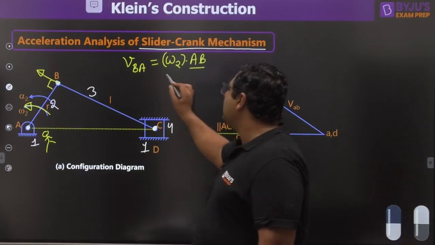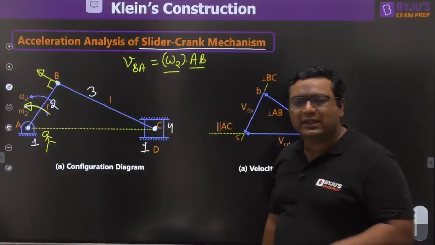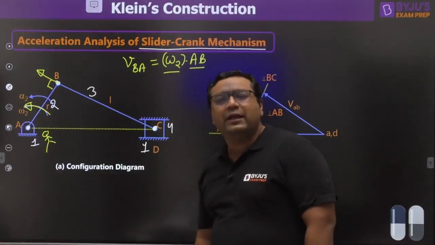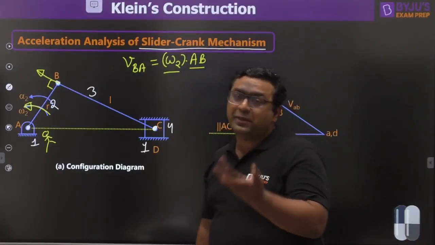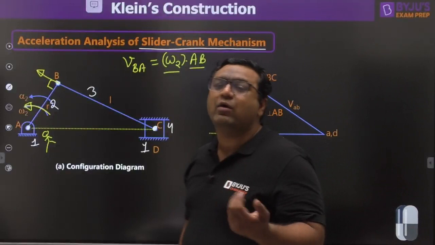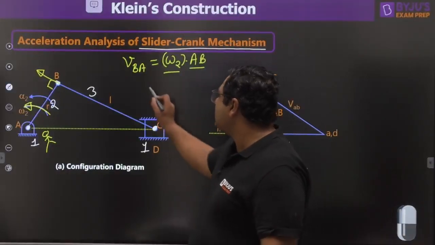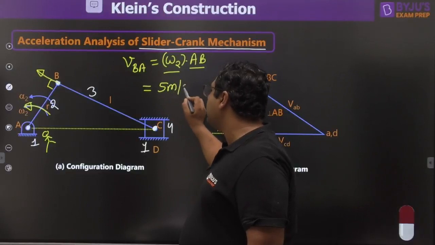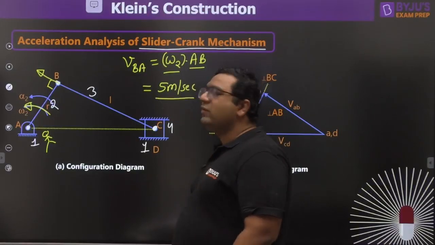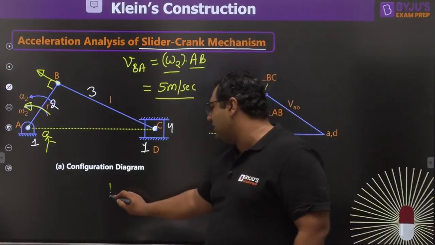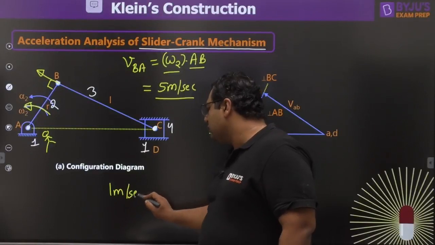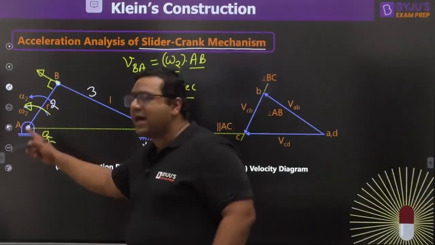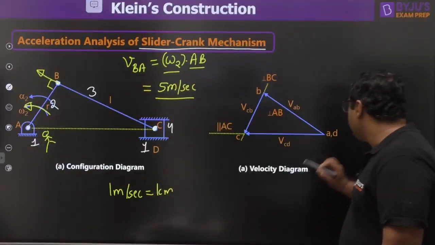The AB link length and omega 2 will be given, because data is given about the input link. I always say it is your birthright to get the input, then only you can find the output. So this will be known to us. Let us say it comes out to be 5 meter per second. You take a scale factor, let us say 1 meter per second equals 1 centimeter. So magnitude is known to us, direction is known to us, so we will make a line.